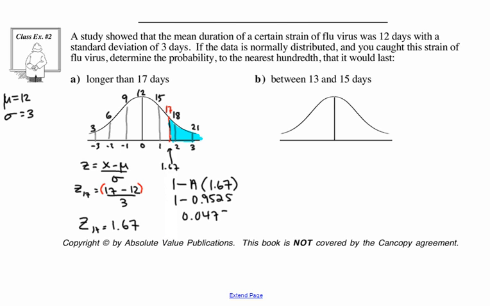So that is the probability that it's going to last longer than 17 days. Okay, so you could even write this, our final, so the probability that our x value is greater than 17 is equal to 0.0475.